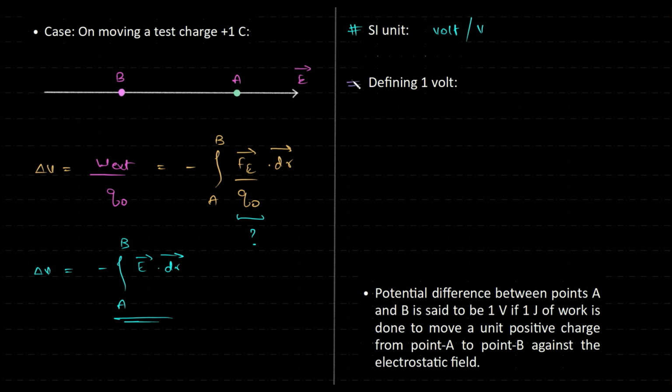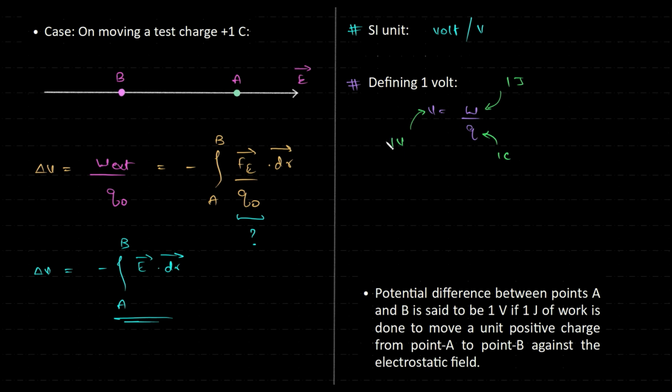Then, how do you define 1 volt? Well, we know that it's related to work and charge and all of that. So basically, if I make this as 1, this as 1 joule, and this as 1 coulomb, I'll get 1 on the left, 1 by 1, right? So how do you define it?